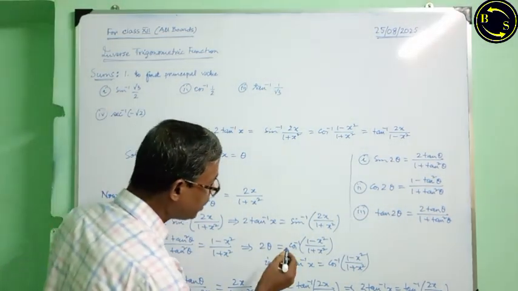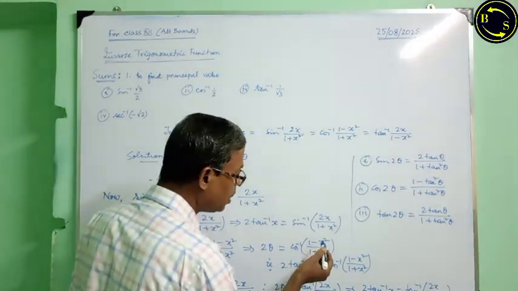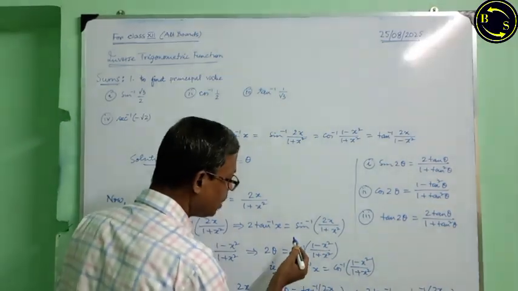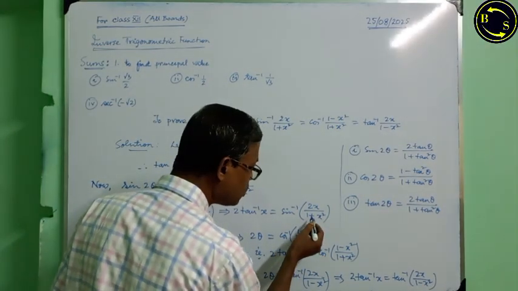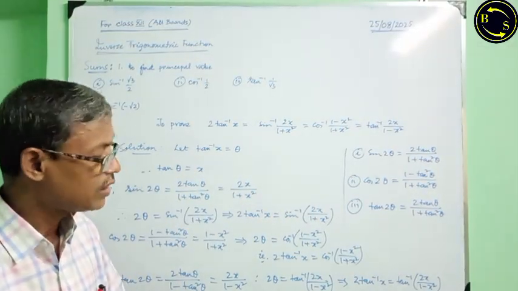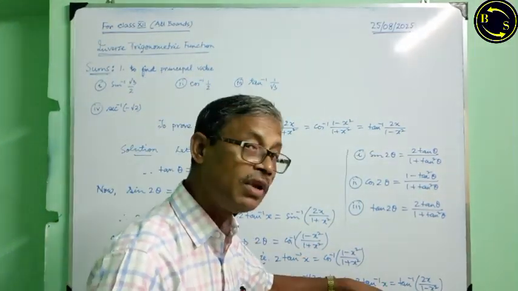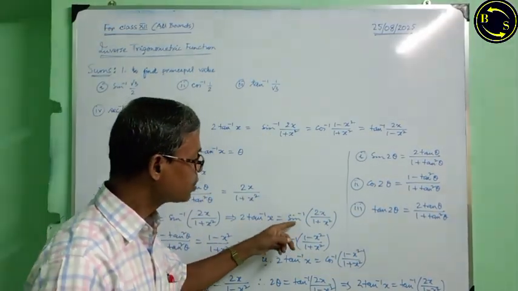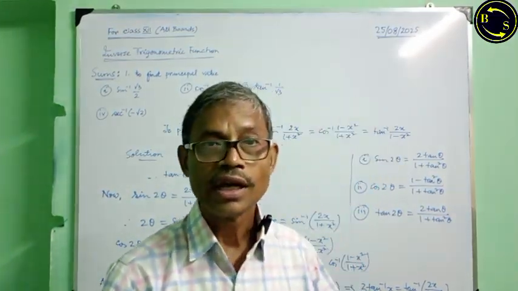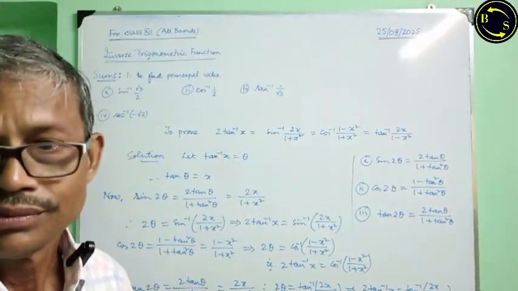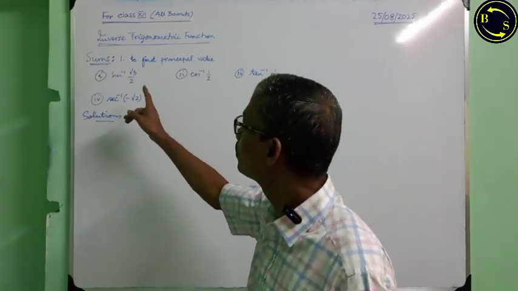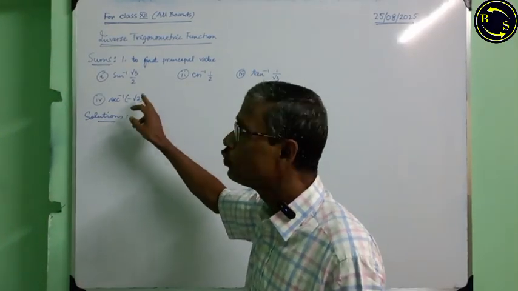One thing you note, in case of sin inverse form, numerator 2x, in case of tan inverse, numerator 2x. In case of sin inverse, denominator is 1 plus x square, here it is 1 minus x square. Remember that. That is the difference. Looks similar, but in case of sin inverse it is 1 plus x square, but in case of tan inverse the denominator is 1 minus x square. Next, these sums. I have marked here sum number 1, taken 4 parts.